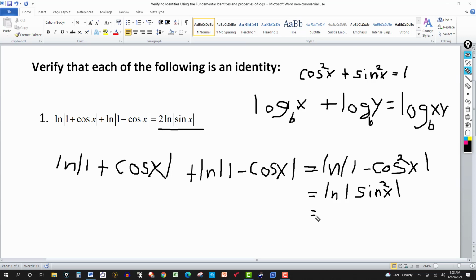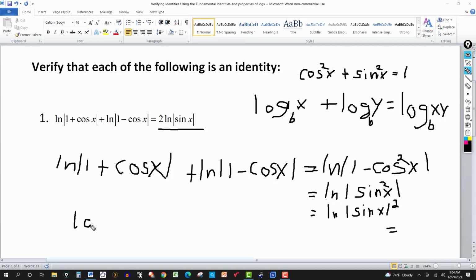Just from basic properties of absolute values, I can rewrite this, still looking at what I want to come up with. I can rewrite this as absolute value of sine of x, and I can actually bring this exponent out here on the absolute values. And then using another property of logs, I'll write this over here.